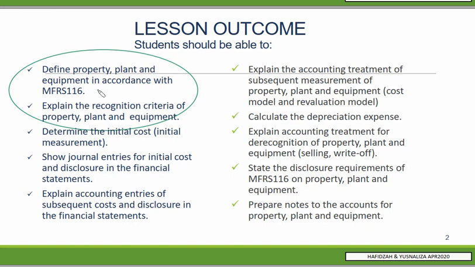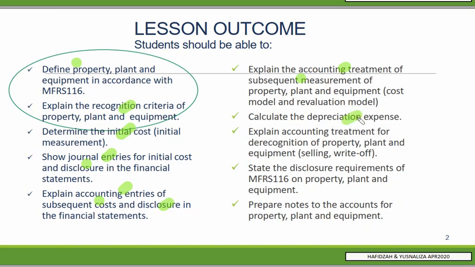Students should be able to define property, plant and equipment in accordance with MFRS 116. Explain the recognition criteria of property, plant and equipment. Determine the initial cost. Show journal entries for initial cost and disclosure in the financial statements. Explain the accounting entries of subsequent costs and disclosure in the financial statements. Explain the accounting treatment of subsequent measurement of property, plant and equipment under the cost model and also the revaluation model.